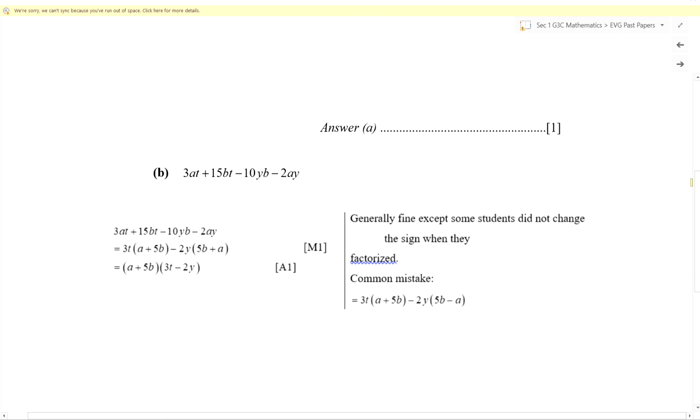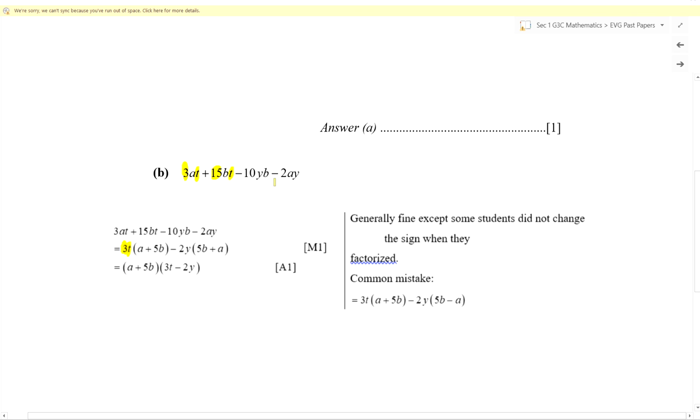Okay, now we have 4 terms, and you are supposed to factorize them. We have to group them in pairs. Choose 2 of them such that you have a common factor. For example, 3at and 15bt. There's something in common, right? We've got a 3 and 15. You can extract out the 3. Over here, then we've got t and t. So 3t. So what's left will be a plus 5b. So a plus 5b. The first 2 done.